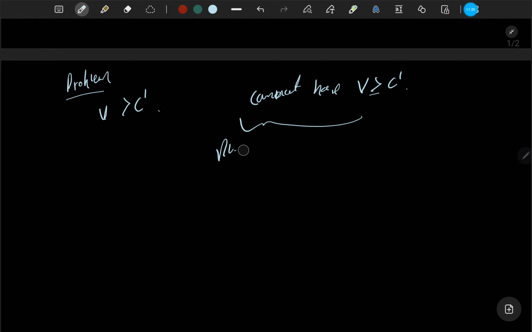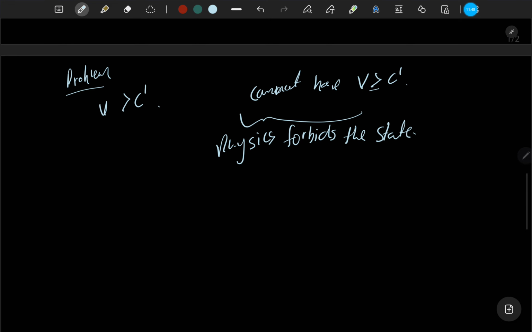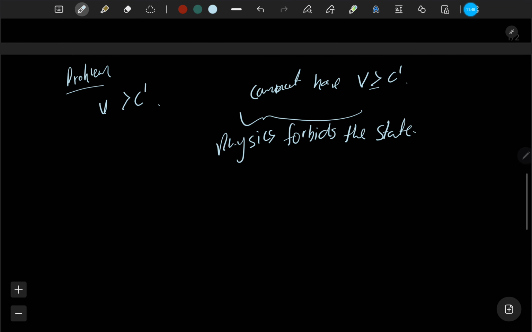The physics forbids the state. So the universe must violently reconfigure the velocities and energies and everything.